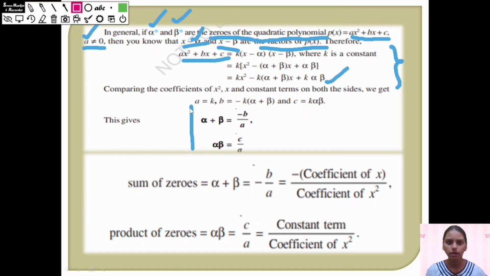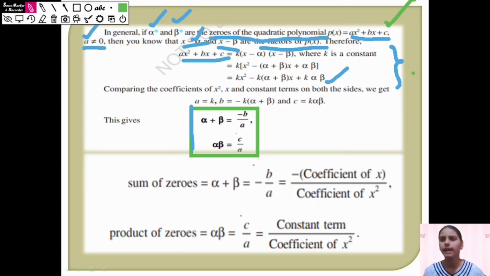See, leave all that. Just remember this. Alpha plus beta is equal to minus b by a. Alpha into beta is equal to c by a. You had to remember it as negative of the coefficient of x divided by the coefficient of x square. It was too hard, right? But instead of that, you can just remember minus b by a, because you have the general form ax square plus bx plus c. So b is my coefficient of x, and a is my coefficient of x square, right?